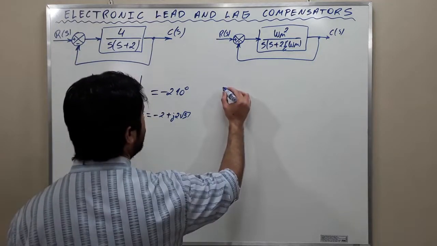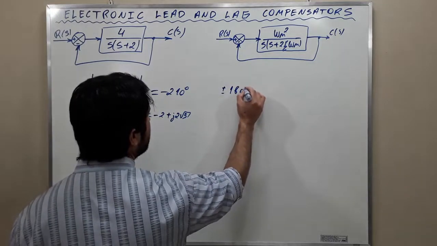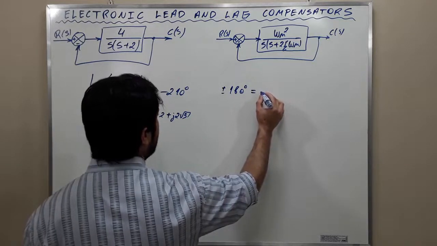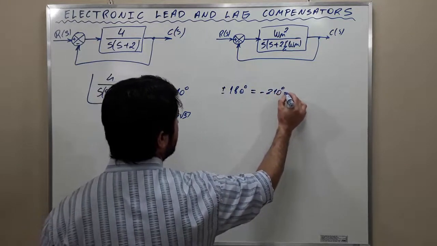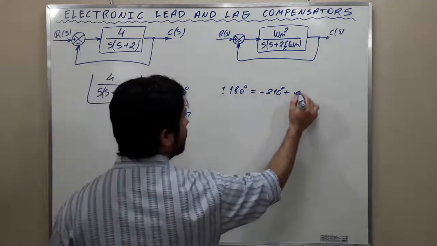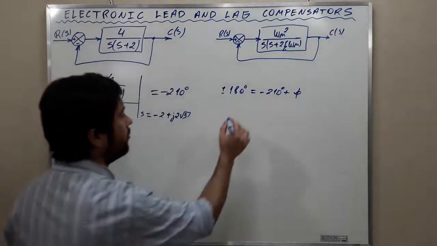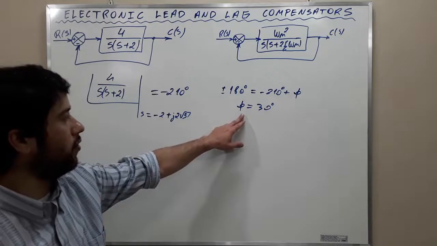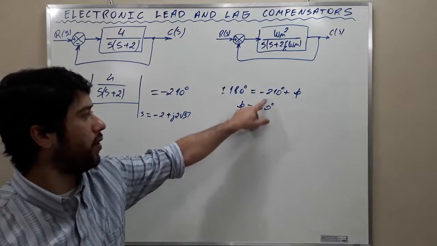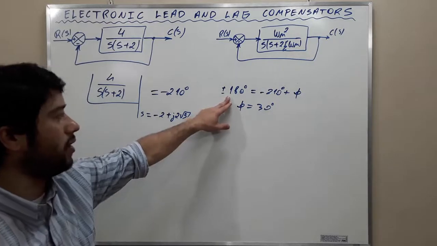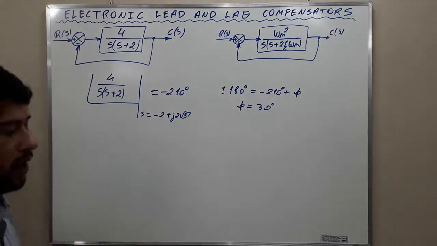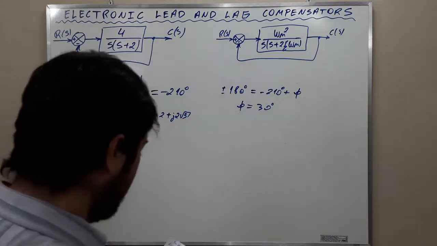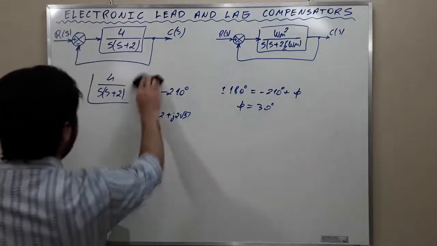We wish plus or minus 180 degrees, but the sum of angles is minus 210 degrees plus the angle of the compensator. The angle of the compensator here has to be 30 degrees. With 30 degrees, we add 30 degrees minus 210 degrees, and we get negative 180 degrees, and then the system is successfully compensated. Okay, let's continue.